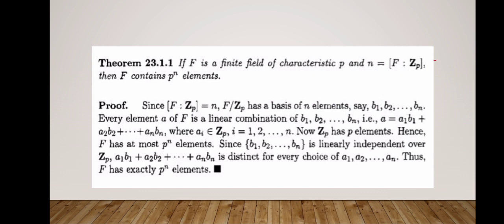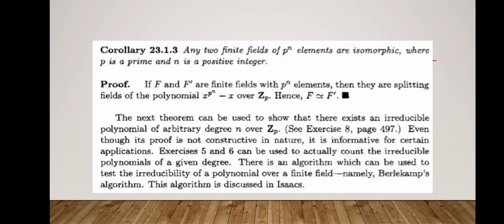Since b_1, b_2, ..., b_n is linearly independent over GF(p), a_1 b_1 + a_2 b_2 + ... + a_n b_n is distinct for every choice of a_1, a_2, ..., a_n. Thus, F has exactly p^n elements and the theorem is proven.